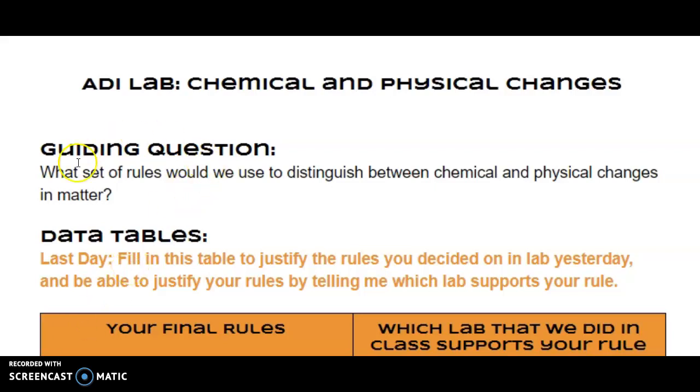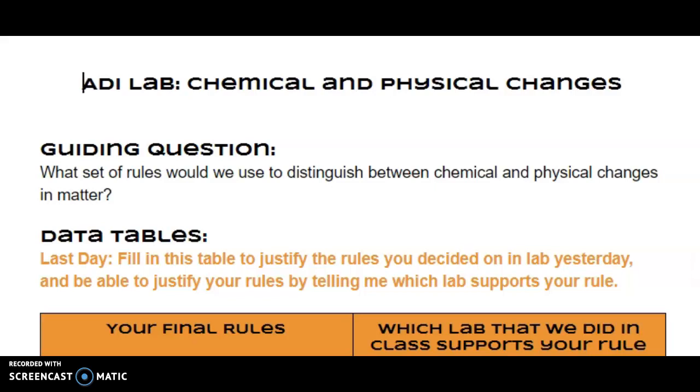So your guiding question still is, what set of rules would we use to distinguish between chemical and physical changes? The last day, fill in the table to justify the rules you decided on in lab yesterday and be able to justify your rules by telling me which lab supports your rules.